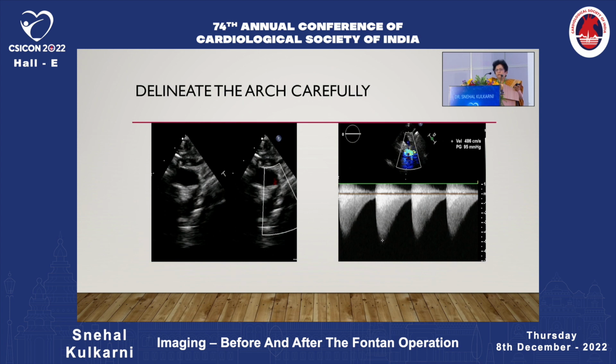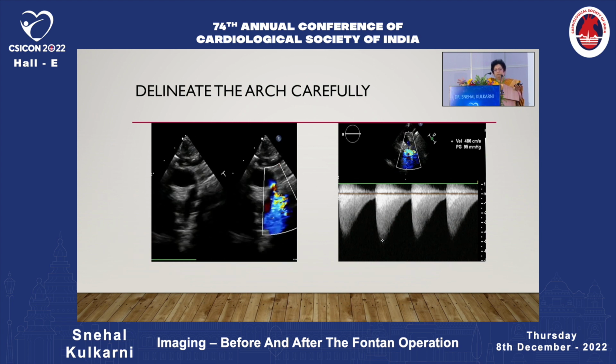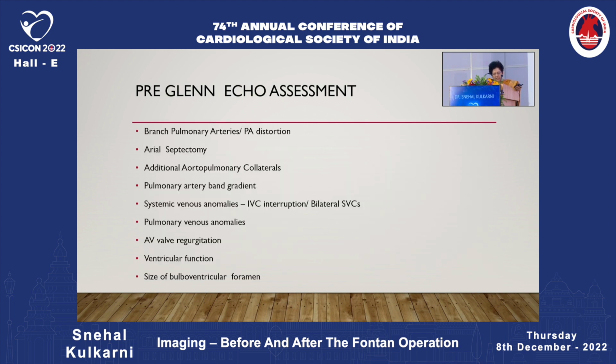Especially in patients who have undergone any kind of procedure for hypoplastic left heart with an arch obstruction, it's very important to define the aortic arch anatomy very well. And if there is any doubt, then we may have to do a CT scan to assess the aortic arch anatomy. So prior to Glenn, branch pulmonary arteries need to be evaluated carefully to see whether there is any pulmonary artery distortion, interatrial communication, additional aortopulmonary collaterals, pulmonary artery band gradient. If there is any systemic venous abnormality like bilateral SVCs or interrupted IVCs, it needs to be seen carefully.